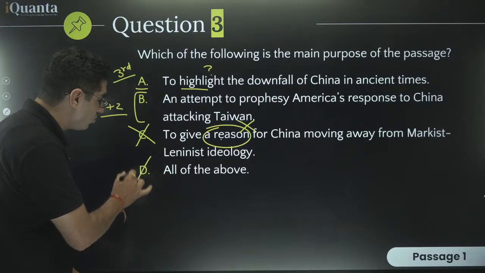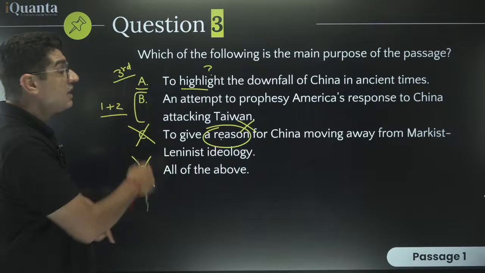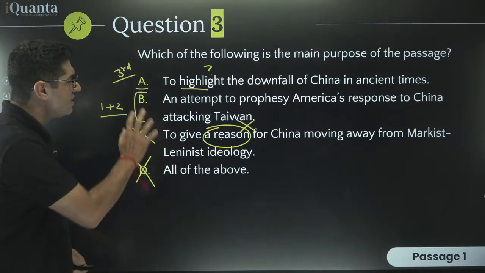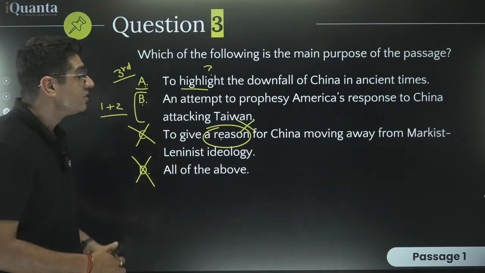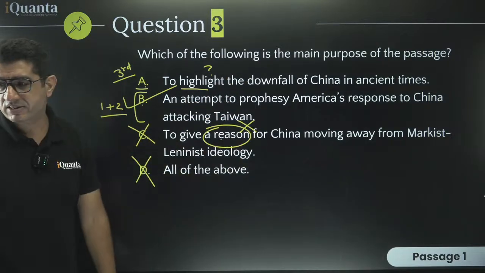If C is ruled out, D is also ruled out. And if D is ruled out, you have to choose one of the two. And even if you're confused about whether it is highlighted or not, even then, can I say that B gives you 2 paragraphs, whereas A gives you just 1 paragraph? So which one of the two is better? B, and therefore, that's our answer.